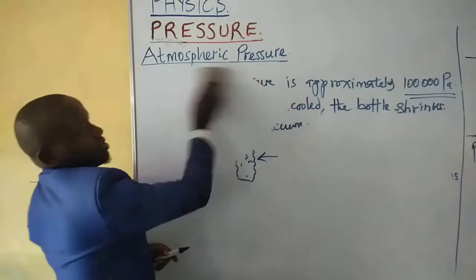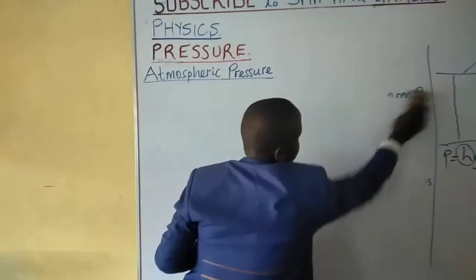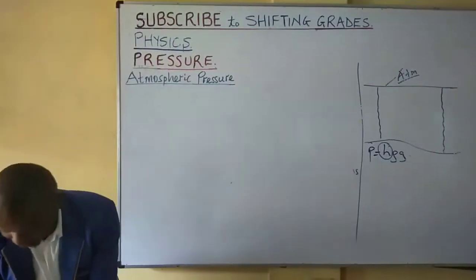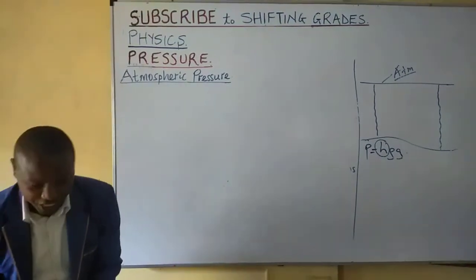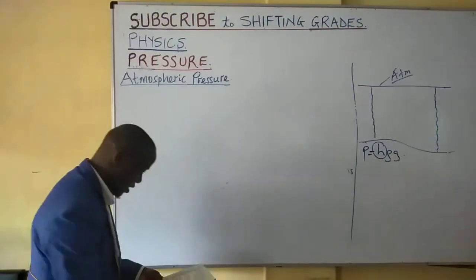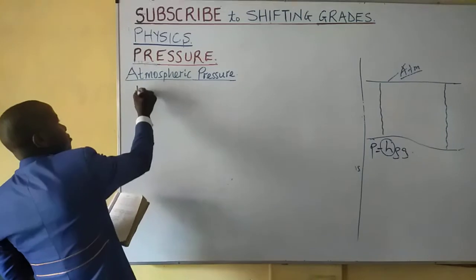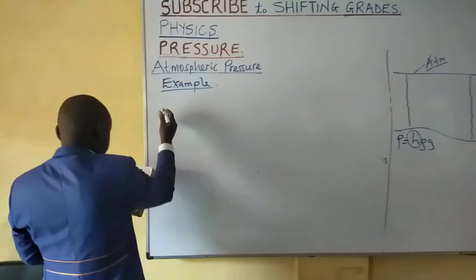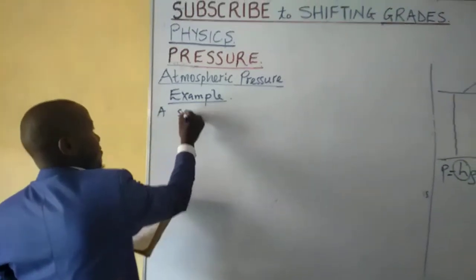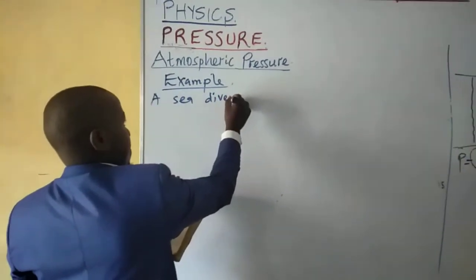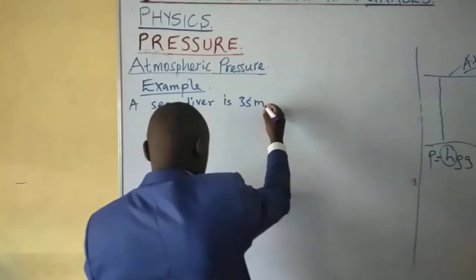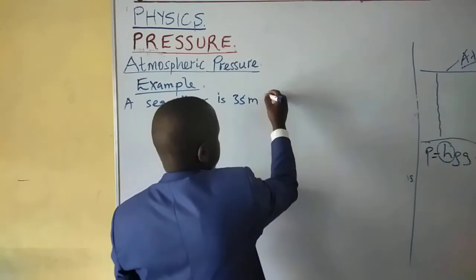I'd like us to see an example on this. An example on atmospheric pressure, and I am going to read it. We are told, example. A sea diver is 35 meters below the surface of seawater.